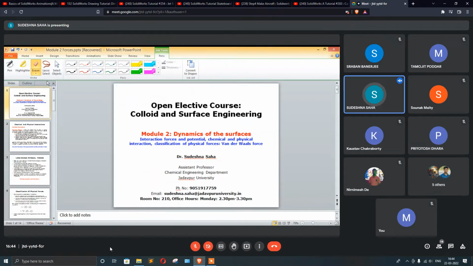But we will start first with different forces. What is chemical interaction, a very brief overview about chemical and physical interactions, and then classification of physical interactions, and directly then we will go to the van der Waals forces and other forces like the acid base forces, and then electrostatic forces. All those things we will be talking about in due course.